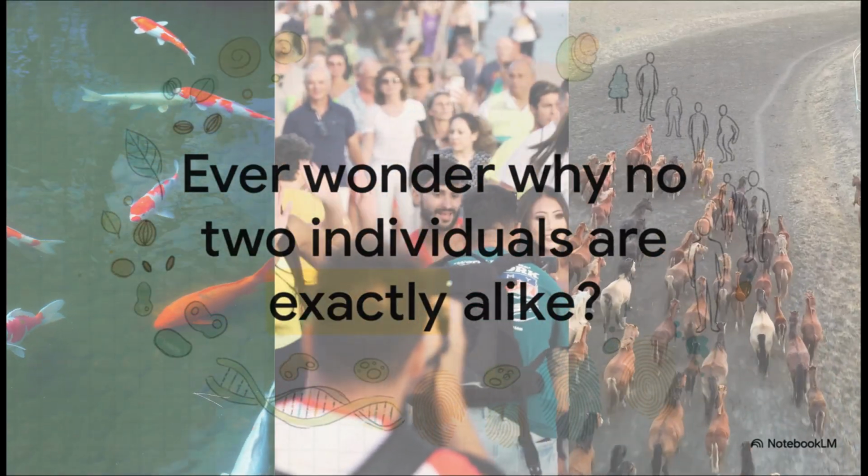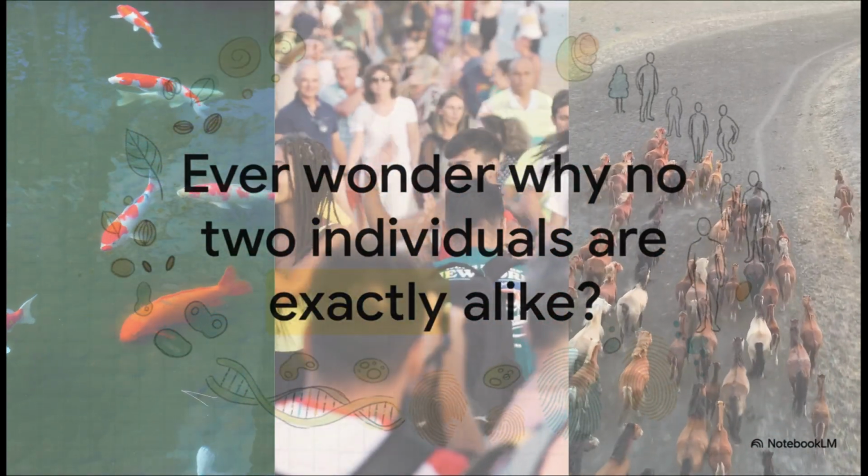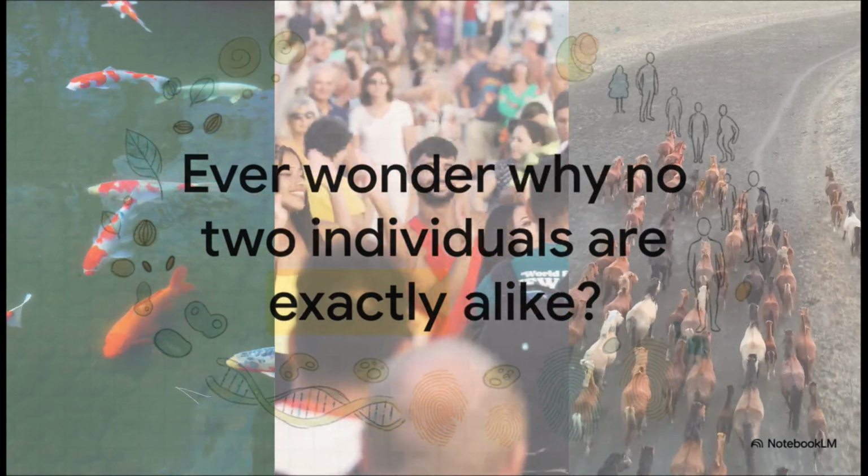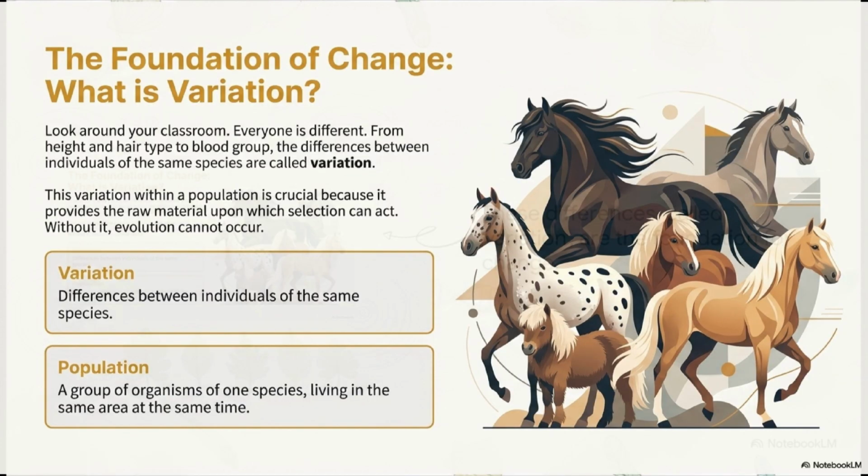And that's not just some happy accident. It's the absolute number one rule that makes all of evolution possible. So, all these differences, whether they're super obvious or kind of subtle, are what biologists call variation. It's like the raw material, the big box of Lego bricks that evolution gets to build with. And without that variety, you get nothing. No change, no adaptation, it all just stops.